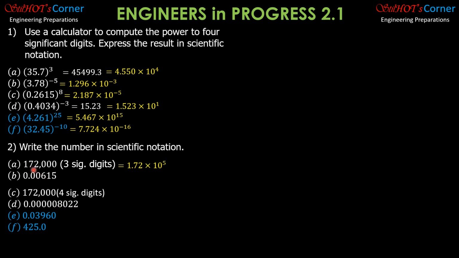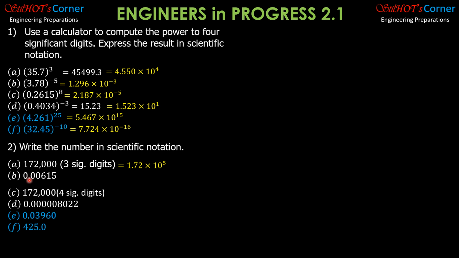So the first one is 1.72 times 10 to the 5. So beginning here, we have 1, 2, 3, 4, 5. So moving the decimal to the left means the power of 10 is positive. So 10 to the 5. And to 3 significant digits, so 1.72. 1, 7, and 2 are the significant digits. Then this will be your part.